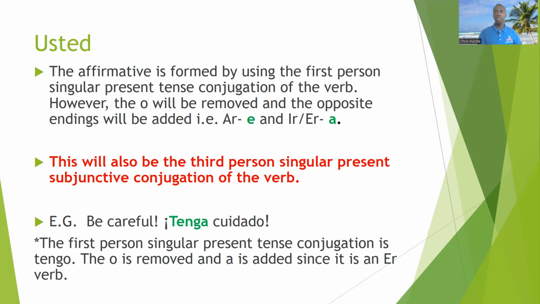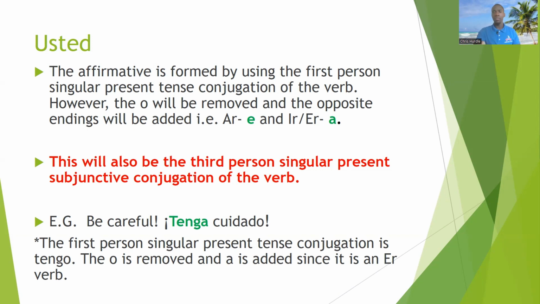All right. So that's one way that we can conjugate the verb according to the usted form. However, this will also be the third person singular present subjunctive conjugation of the verb. So if you don't really know the subjunctive, which is hard to believe if you are learning the imperative, right? Because they are connected. But if you don't know the subjunctive, use the first method to help you. If you already know the present subjunctive, then it'll be easy.